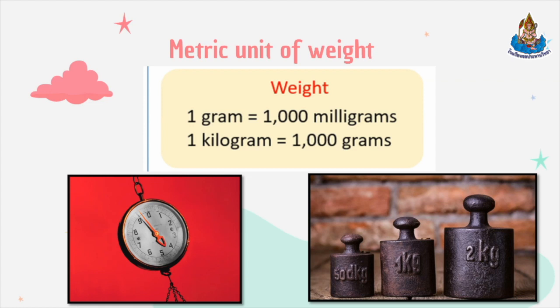1000 grams is equal to 1 kilogram. 1000 milligrams is equal to 1 gram. And 1000 kilograms is equal to 1 ton, right? So if you want to memorize the metric units of weight, just memorize that song or try to familiarize yourself with that song so you will not forget it.